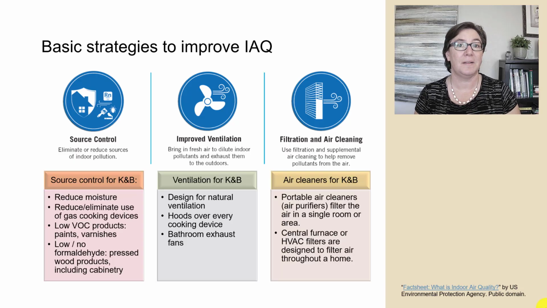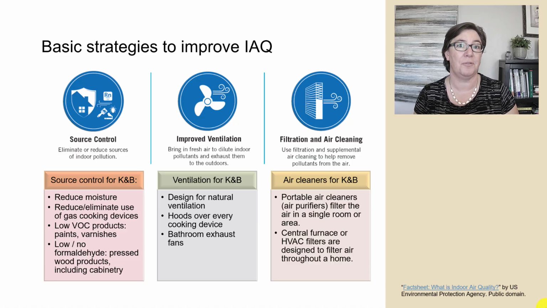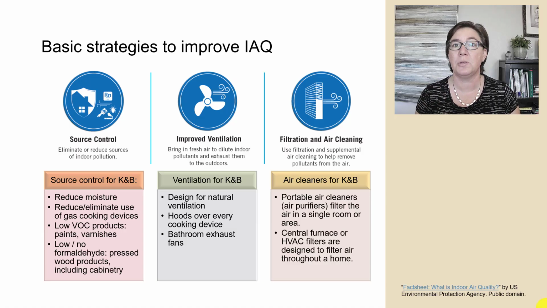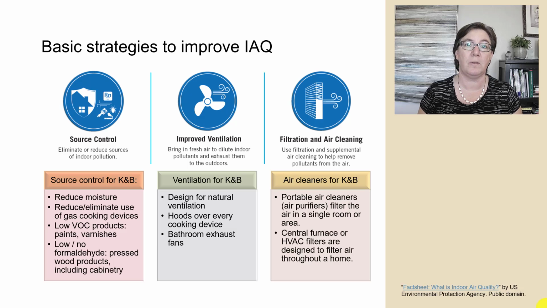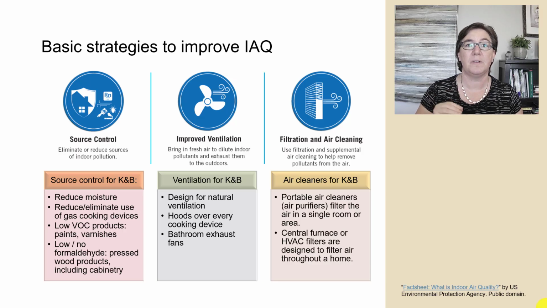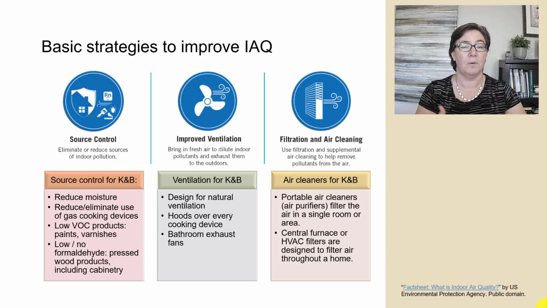All right, let's apply these 3 basic strategies to kitchen and bathroom design, starting with source control. Remember, we are eliminating or reducing the source of the pollution. Therefore, we're going to reduce excess moisture. And we're going to either reduce or eliminate the use of natural gas fuel. You'll also use low VOC and low or no formaldehyde products. If you're working in California, this is required by code.